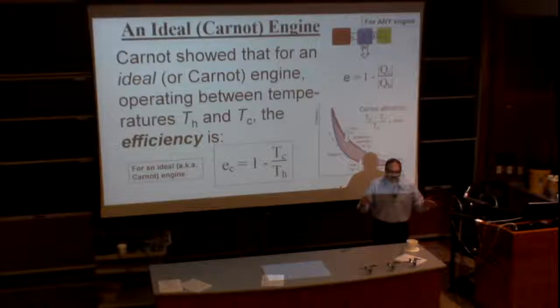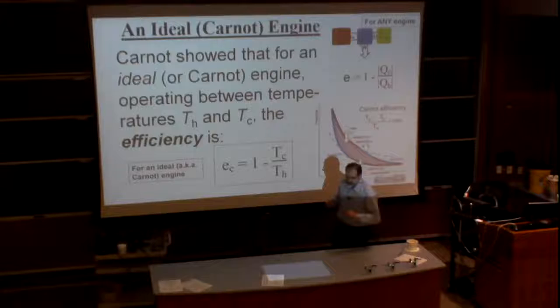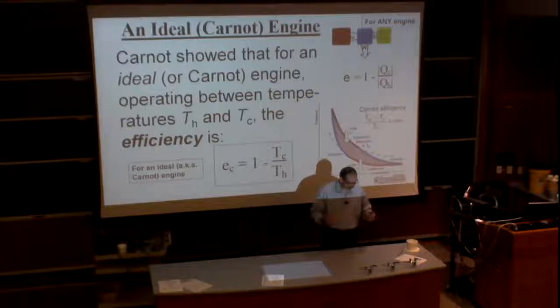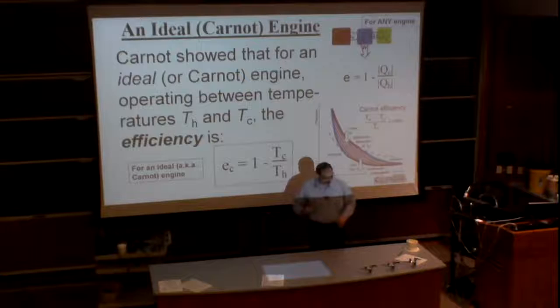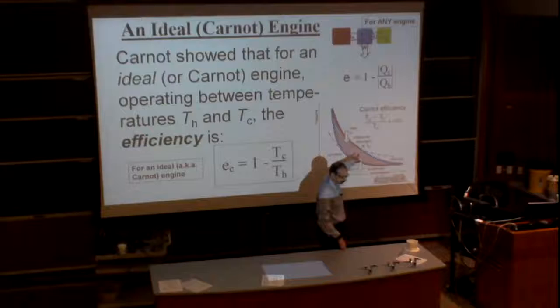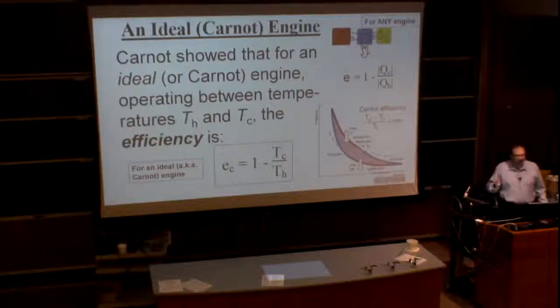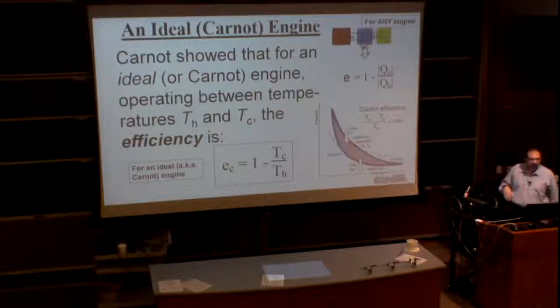limited temperatures. So for any engine which operates between two temperatures, we may create many, many different cycles, and they will release energy differently, absorb energy differently, so efficiency will be different. But there is a special cycle which is composed of two isothermal processes and two adiabatic processes, which results in the maximum possible efficiency for an engine operating between two temperatures. The high temperature we call hot temperature, and the low temperature we call cold temperature.